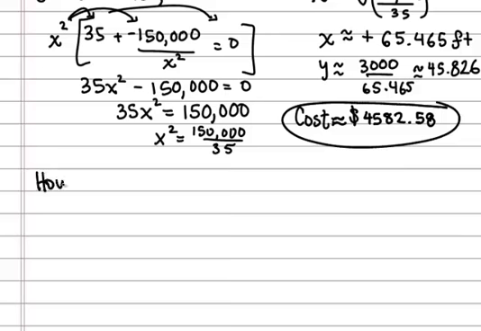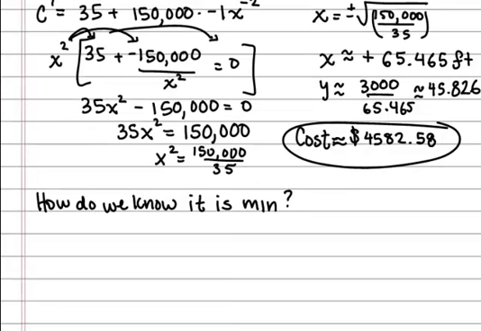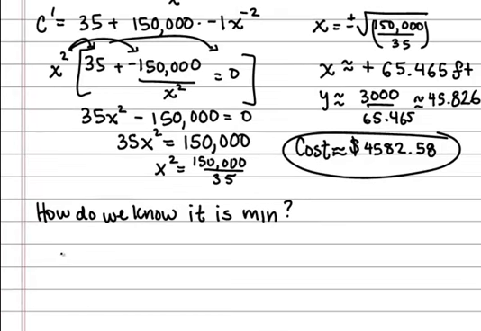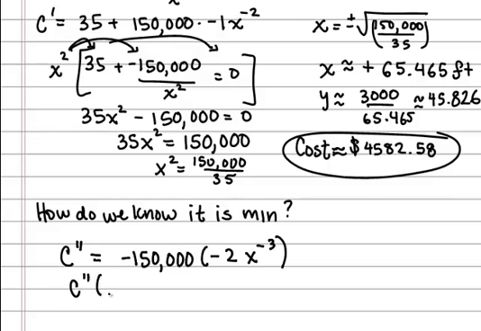Now let's go ahead and test. How do we know that this is the minimum cost as opposed to the maximum cost? Now we don't have to worry about testing our endpoints because our endpoints aren't included in this problem because it wouldn't make sense contextually. So I'm going to use the second derivative, and I will plug in my x value at the critical point into my second derivative. So first I'm going to get my second derivative here, and plug in 65.465 into that.